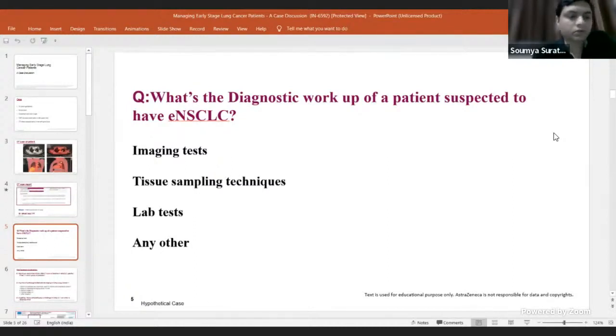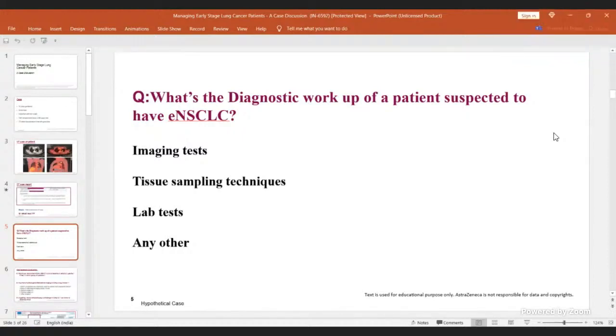Regarding the lab tests, Dr. Sushant, are you able to do a PFT DLCO, or how do you assess? How does your surgeon assess that the patient is fit enough for a surgery? Do they do a 6-minute walk test, or a PFT DLCO? How do you do that?